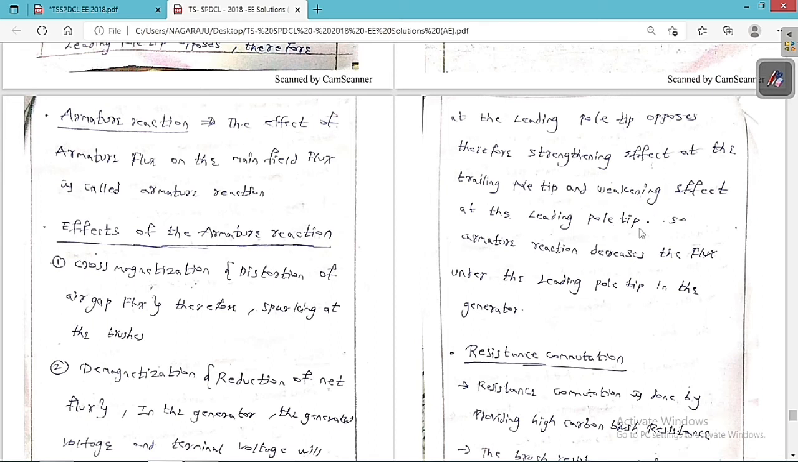So I have already told you a very important point. At the trailing pole tip there will be a huge amount of flux. At the leading pole tip there is a lesser amount of flux in the generator. So armature reaction decreases the flux under the leading pole tip in the generator. I already told you, under the leading pole tip in a generator the flux should always be very less, but under the trailing pole tip the flux should be very high.